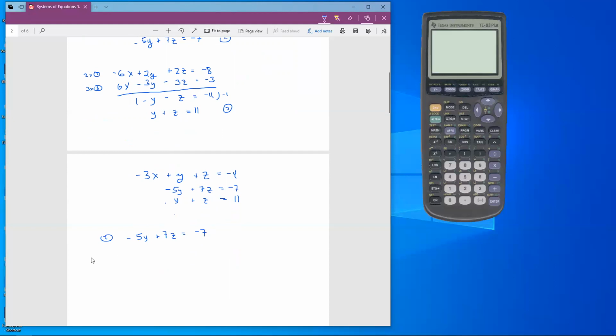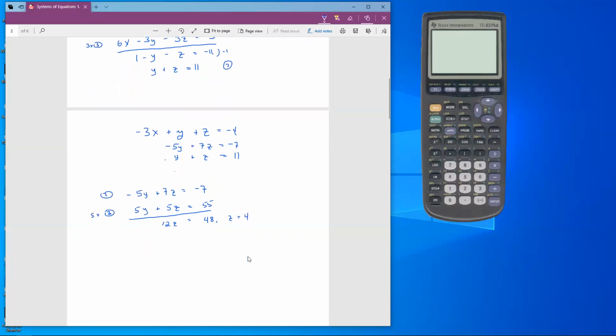And I'm going to multiply 5 times my equation 3. So we have 5 times y, which is 5y, plus 5z, and that is equal to 5 times 11, which is 55. All right. So let's go ahead and add those together. We end up with 0 y's. We end up with 12z, and this is equal to 55 minus 7, which I believe is 48. And I think we could say then that z is equal to 4.